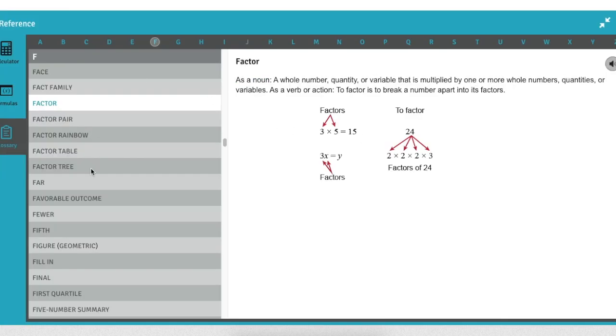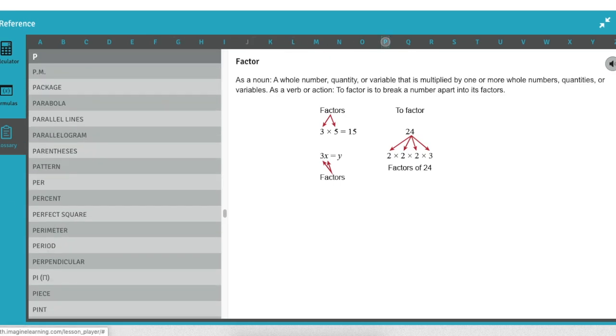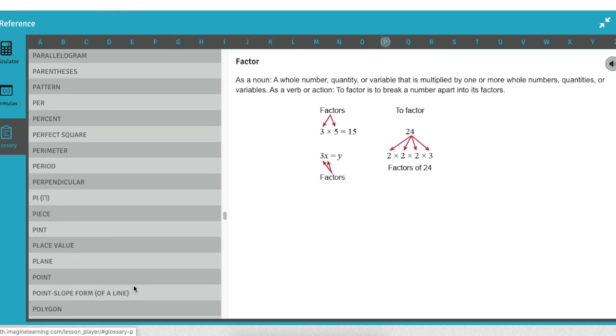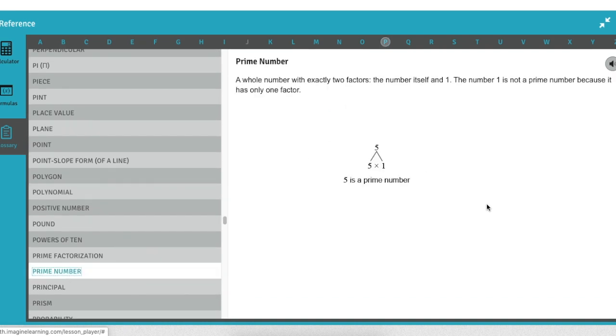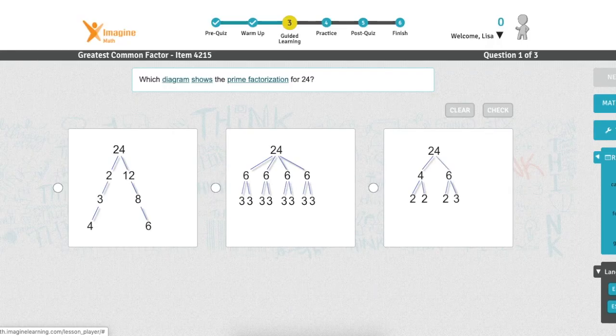And if you don't remember what prime means, we can go here to prime number. And it says that it's a whole number with exactly two factors, the number itself and the number 1. So the number 1 is not prime because it only has one factor. So when I'm looking at this, 2 is a prime number. Its only factors are 2 and 1, but 12 is not a prime number. And I can break it down again. But when I break down or factor 12, do I get 8? I don't. But 3 and 8 are still factors of 24. They're just not prime factors of 24, and they are not coming from the factors here.